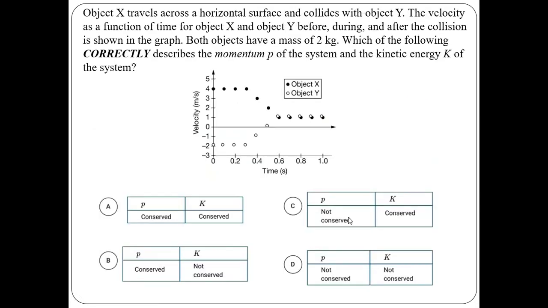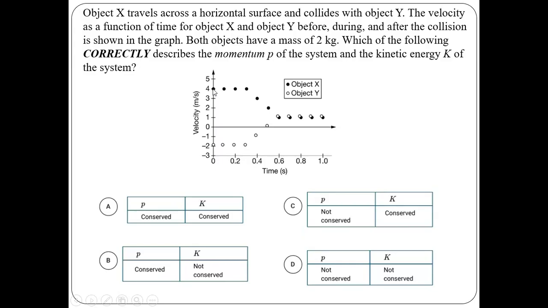The next question is this one. This one is pretty light work. So here you have two objects, x and y, they collide, and then it wants us to know which of the following correctly describes the momentum and the kinetic energy of the system. So as you can see in the graph here, this is the velocity versus time graph. You have object x, which is the black dot, object y, which is the unfilled dot here.